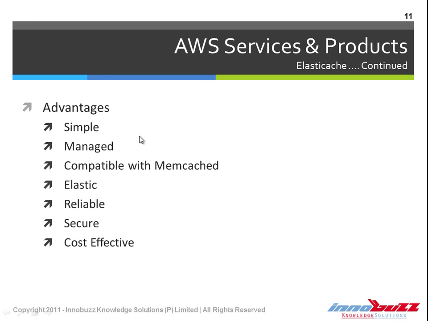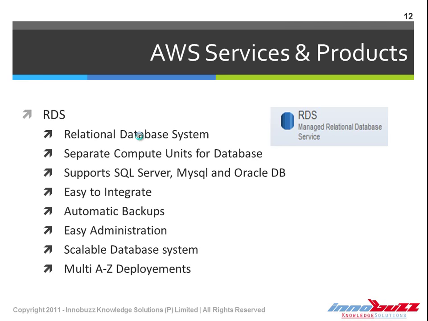Now let's go ahead and check what are the other AWS products available in the database category. It is RDS, which is a relational database system available from AWS. Let's take a deep look into what exactly RDS is and how it works. RDS in AWS is a relational database system which supports most of the famous or mostly used database systems like MySQL, SQL Server and Oracle DB as well.